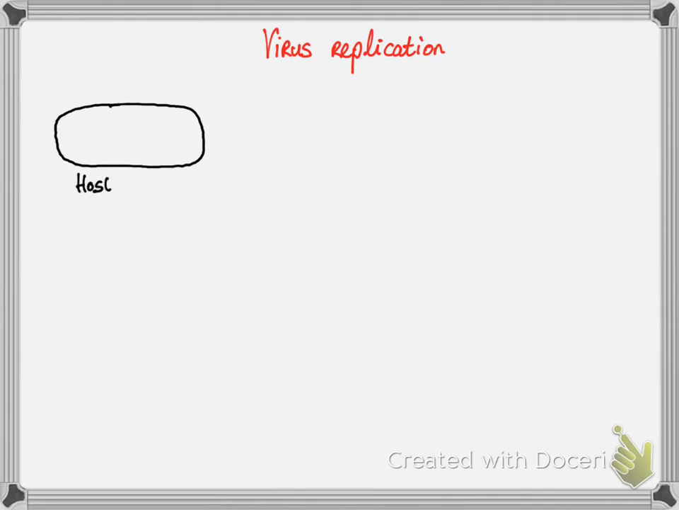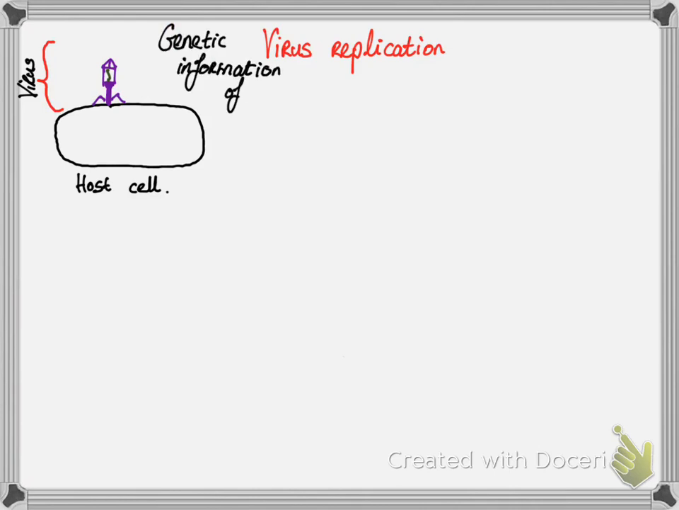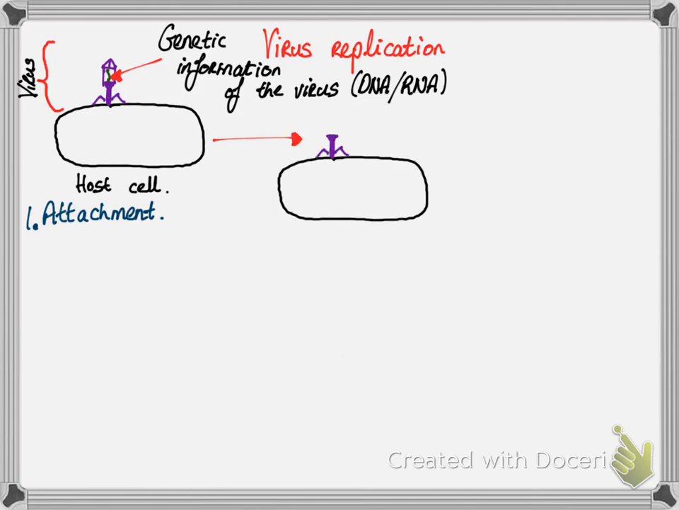So, how does viral replication occur? First of all, you have a host cell, and the thing in purple is a virus. The virus attaches to the host cell. Inside the virus, there is genetic information in the form of DNA or RNA. So this is the viral DNA or RNA. The virus attaches itself to the cell. So the first step is attachment.